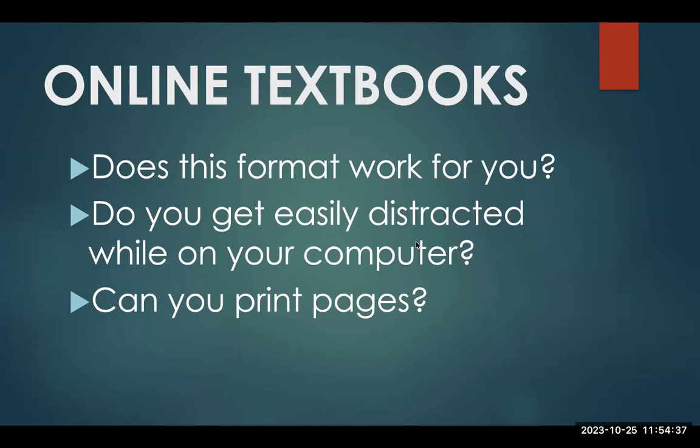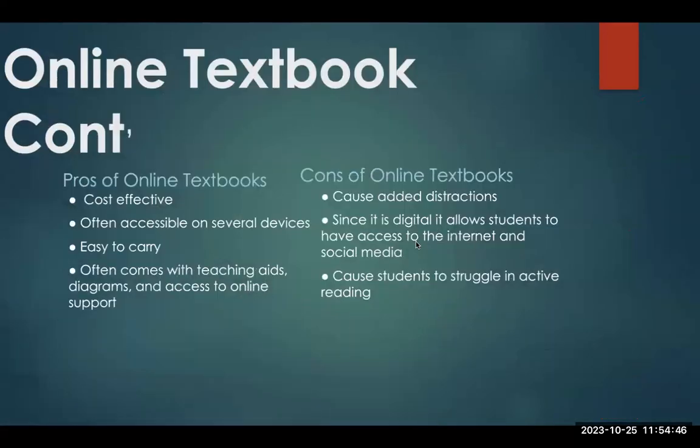You should also consider, are you easily distracted on the computer or your iPad? Can you print pages if you need to? These are all questions to ask about an online textbook. So here are some of the pros and cons of a textbook online. The pros are cost effectiveness, accessibility, easy to carry, and often comes with teaching aids like diagrams and access to online support material. The cons are it can cause added distractions. Since it is digital, it allows students to have access to the internet and social media while using the textbook. And it can cause students to struggle in active reading.